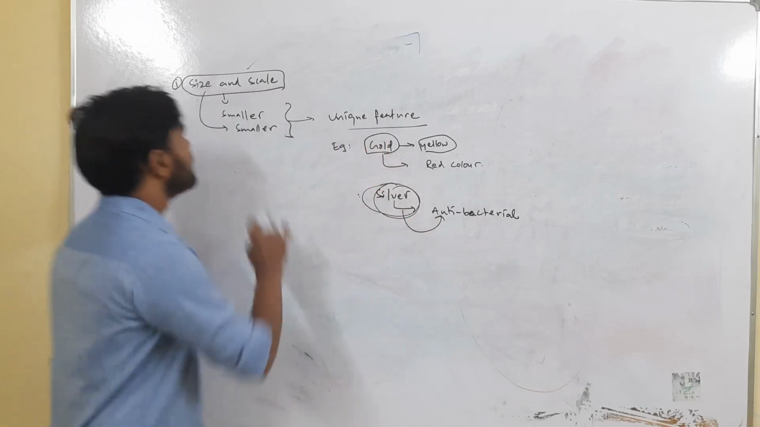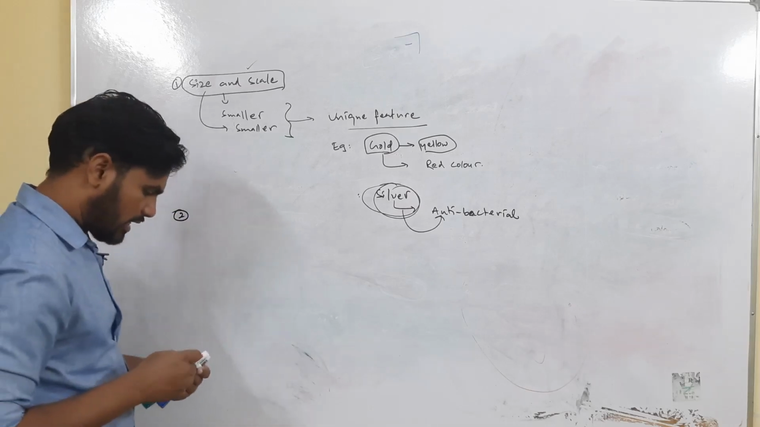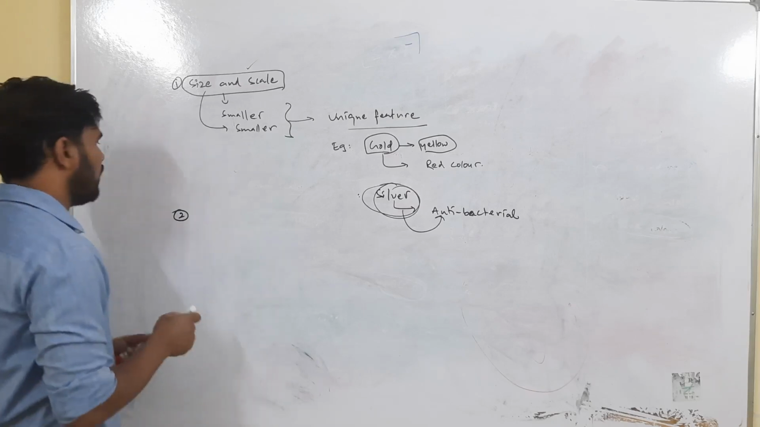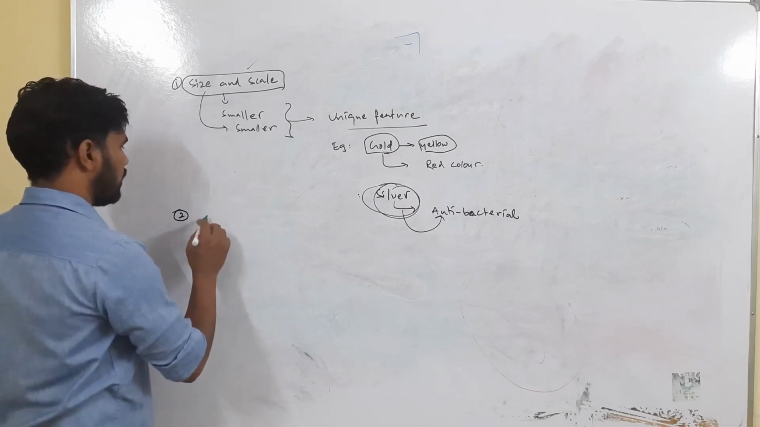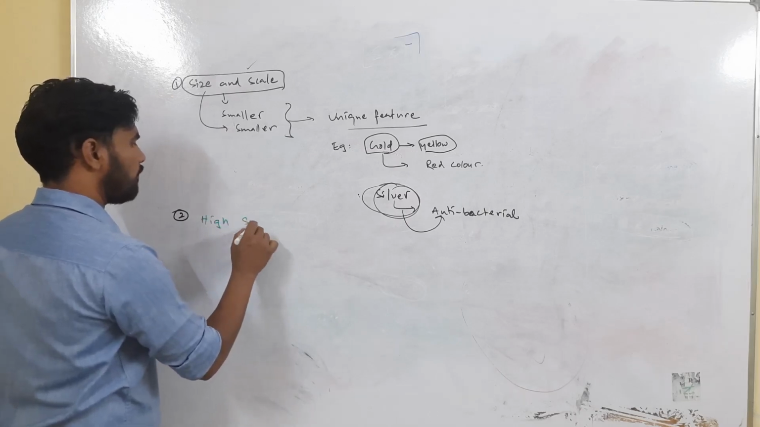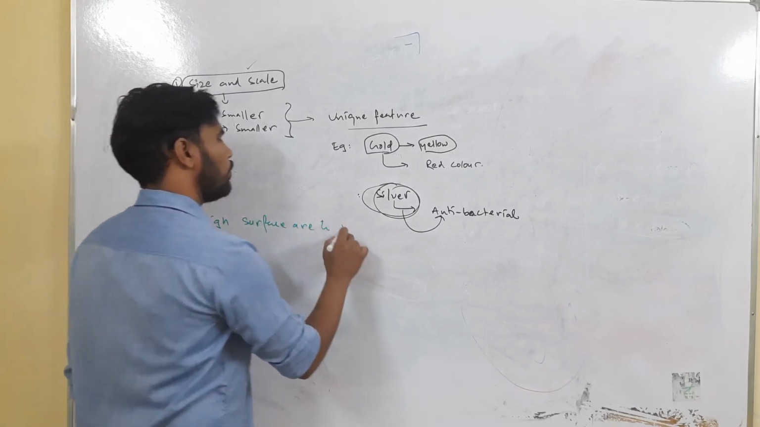This is the first characteristic feature. Then it has a second characteristic feature also. The second characteristic feature is high surface area to volume ratio.